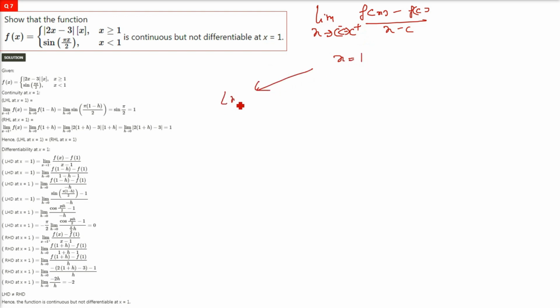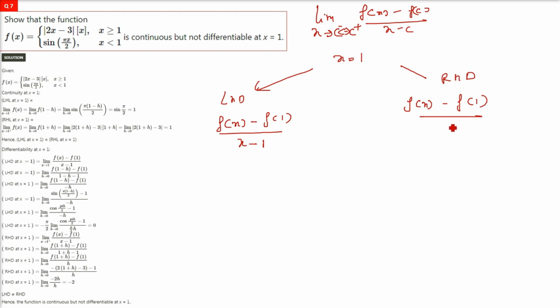So at x equals 1, I am taking the left hand derivative and the right hand derivative. Of course, you have to do the same thing, 1 minus h and 1 plus h. You have to write the same function, that is (f(x) minus f(c)) by (x minus c). This is nothing but differentiation by first principle. This is just the first principle method. And since we have c as 1, I'm just putting 1. Again, (f(x) minus f(c)) divided by (x minus 1), because your c is 1 in this case.